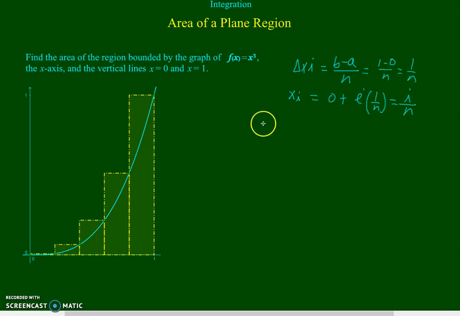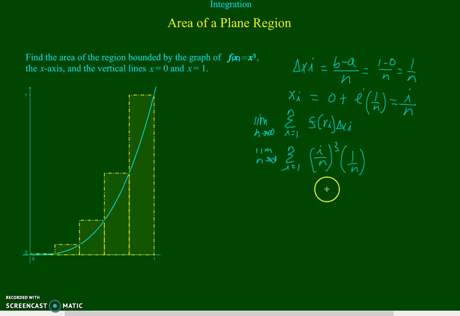And so now we have our delta x sub i and our x sub i, and we can form our limit. So we're taking the limit as n approaches infinity of the sum from i equals 1 to n of f of x sub i delta x sub i, which gives us the limit as n approaches infinity of the sum of i equals 1 to n of this piece, so it's i over n cubed times delta x sub i, 1 over n.